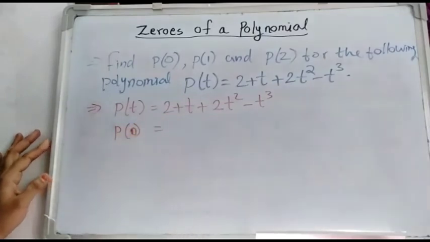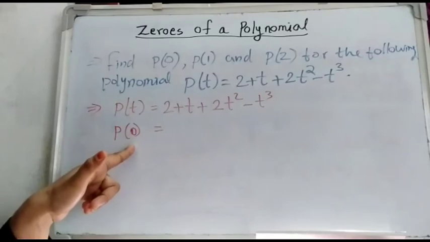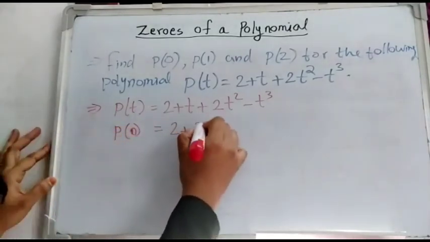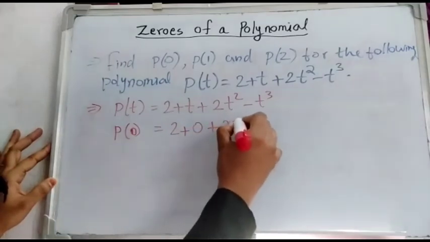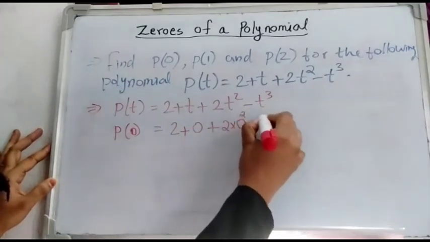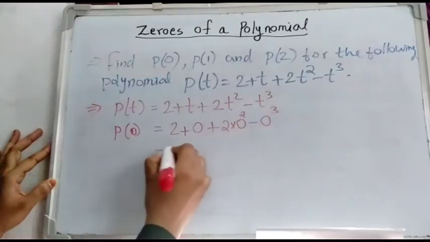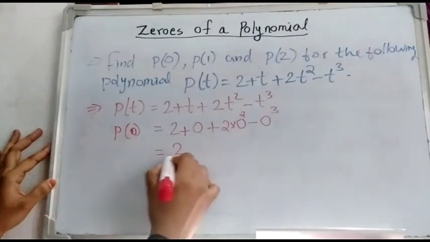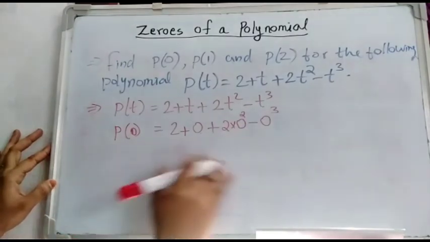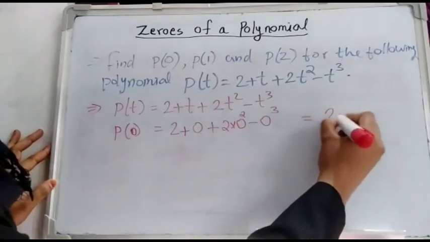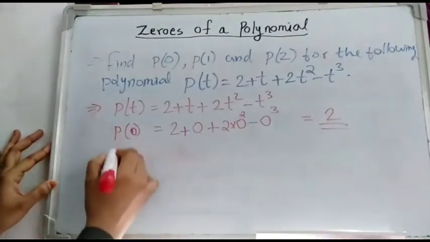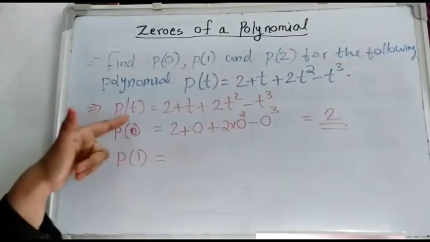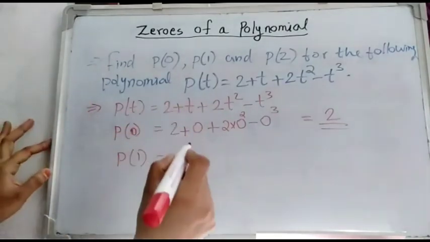P of 0. Replace this t by 0. 2 plus t, 0 plus 2 into 0 square minus 0 cube. That is 2. This is 0, this term also 0. So, answer is 2. Or we can write p of 0 is equal to 2. Clear? Then next step, p of 1. Replace this t by 1. Put t is equal to 1.